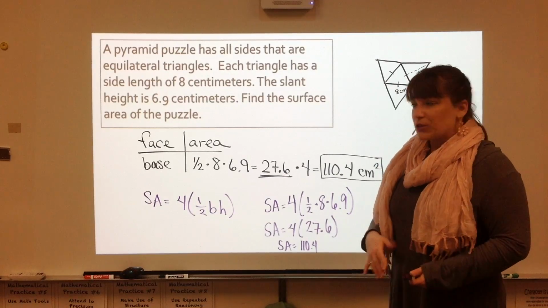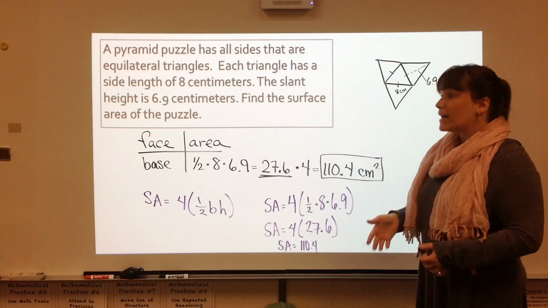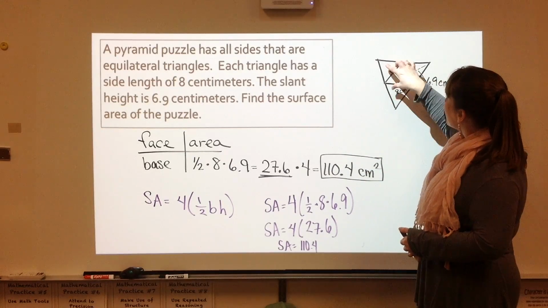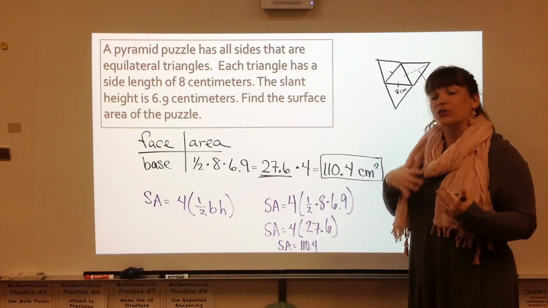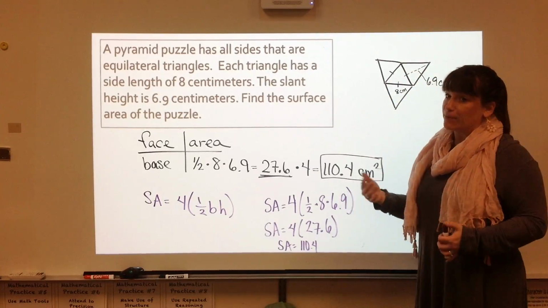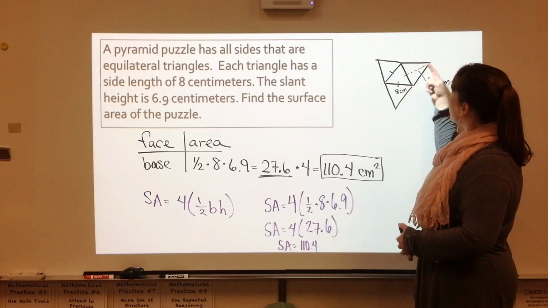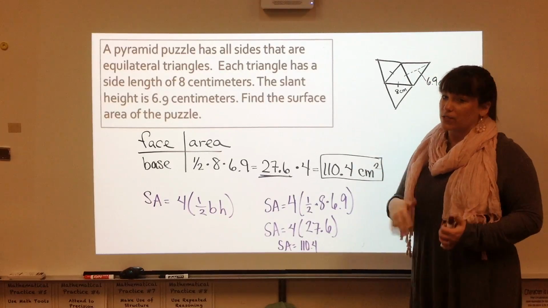So hopefully this one wasn't too bad for you. I wanted you to draw the net. You have the equilateral triangle in the center, and then the 3 petals or lateral faces coming off of that base are all going to be the same size. So I put hash marks and labeled the 8, and I also needed to include the slant height of 6.9.